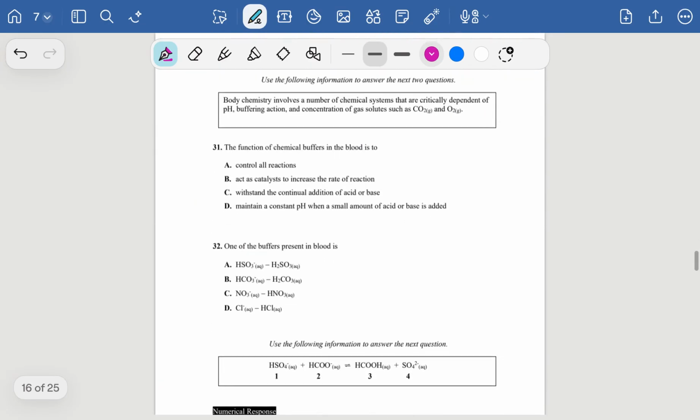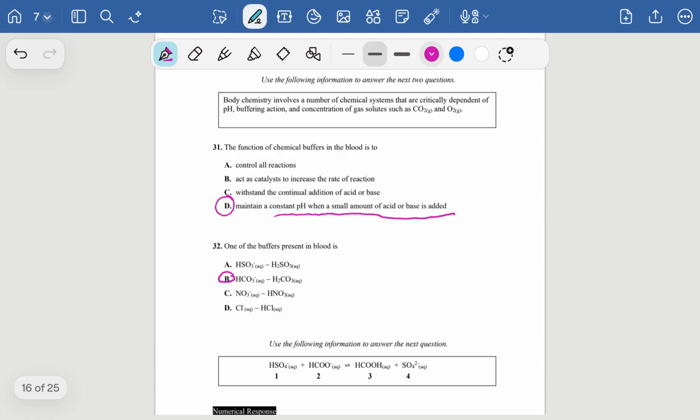Okay, our next one, we have some information about a buffer. And here it's just knowing the definition. So the function of a buffer is to maintain a constant pH when a small amount of acid or base is added. Now, this question number 32 is asking about what buffer is present in our blood or one of the systems. And hopefully we did see this in our lessons, and that's going to be the one with H2CO3.